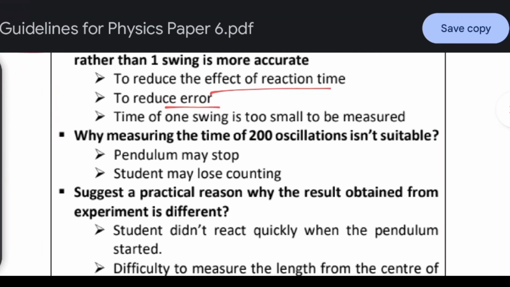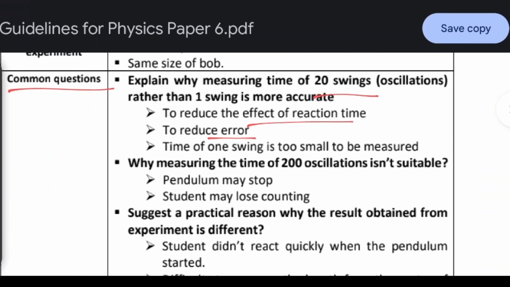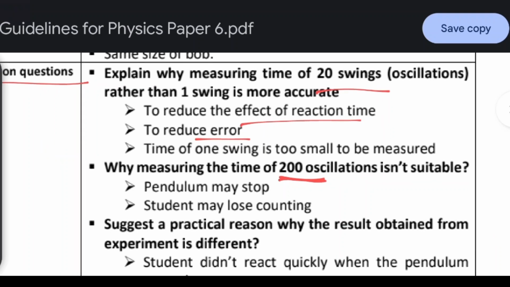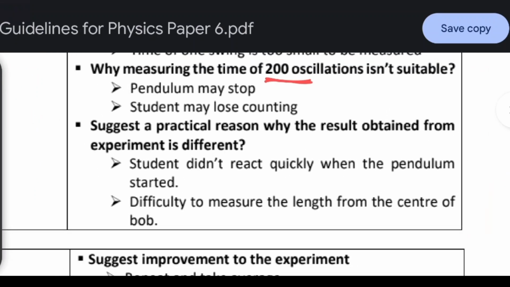Now next, why is measuring the time of 200 oscillations not suitable? First they told about 20, now they're telling us 200 oscillations isn't suitable. Of course, the pendulum may stop in between, and the student may lose count, like when counting how many swings, 1, 2, 3. Of course, 200 is a lot, so the student may lose the count. All right, I hope you got it.